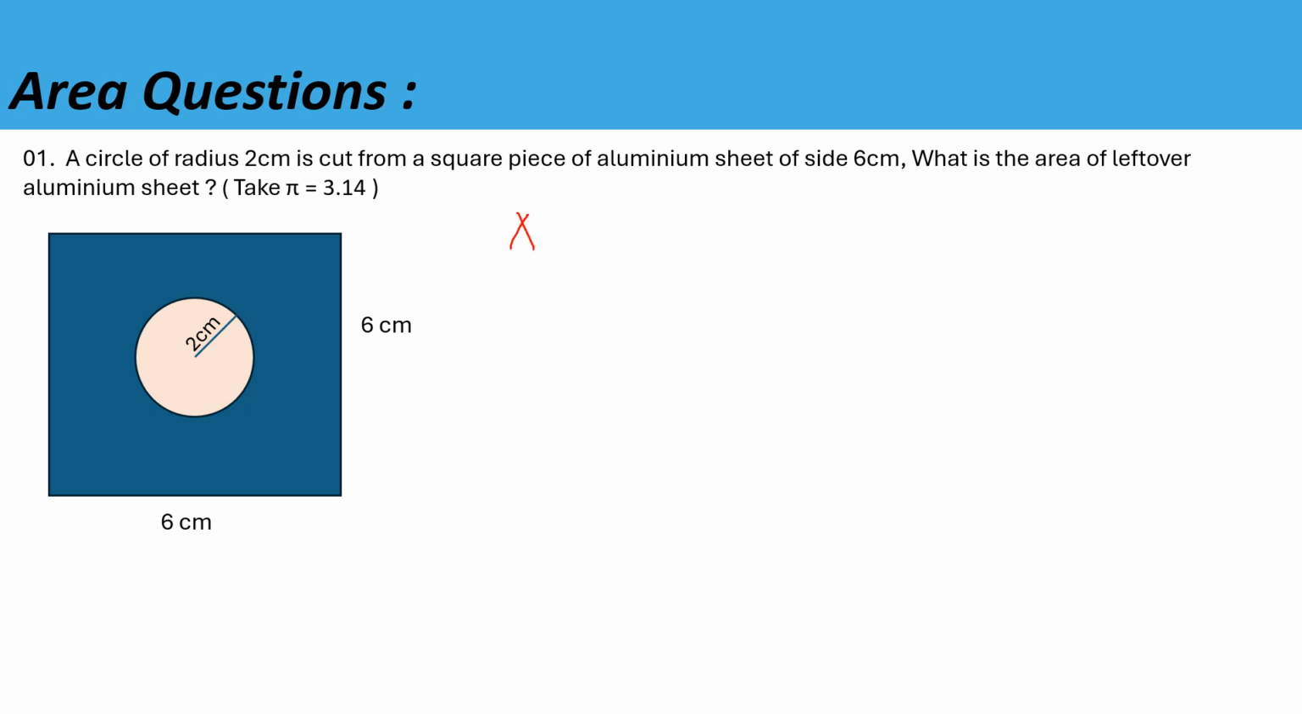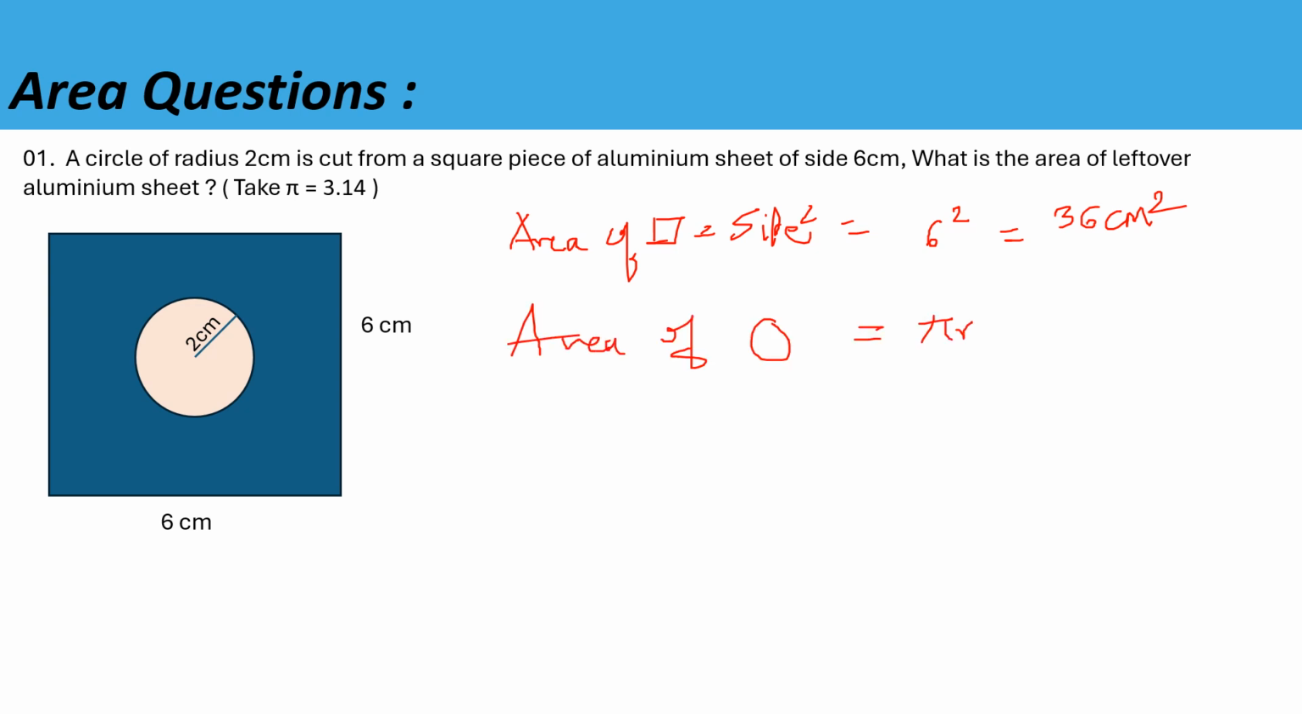So the area of a square is what? Side squared. So this is your side squared, which is 6 squared, so this is your 36 centimeters squared. Now let us discuss the area of the circle. Pi r squared. We have been given the radius of 2 centimeters, so 3.14 into 2 squared. So 3.14 into 4, which is equal to 12.56 centimeters squared, right?